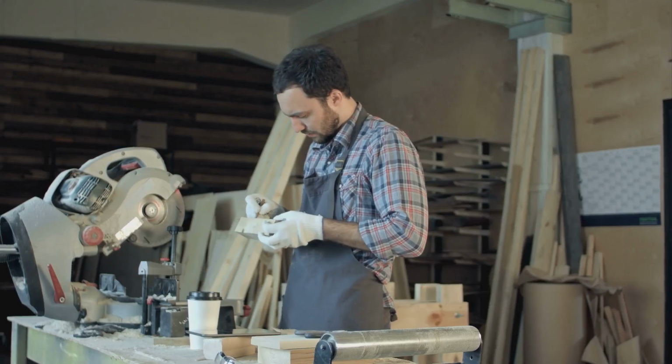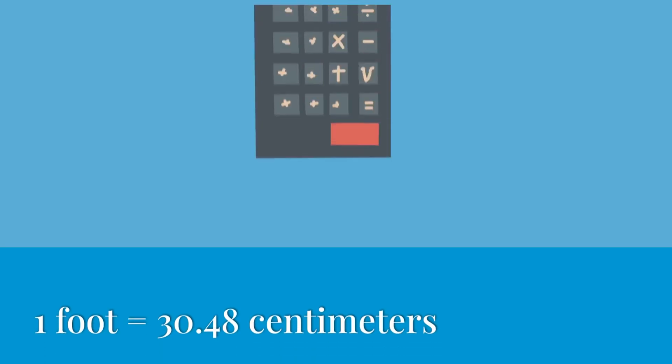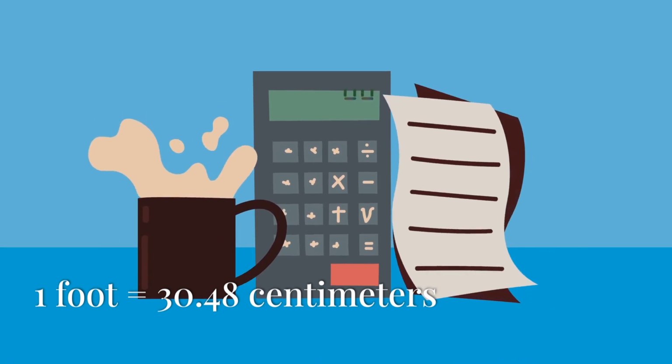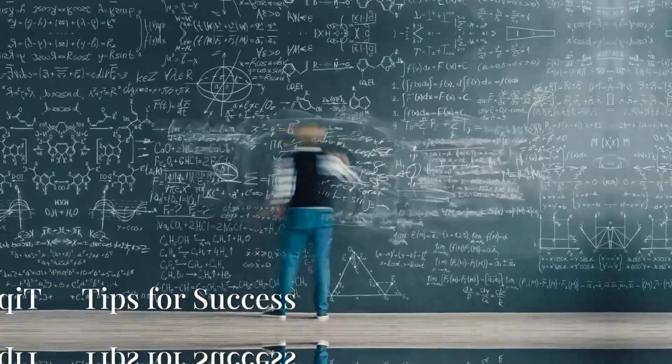Or, let's say you're building a bookshelf and need to cut a piece of wood to be 3 feet long, but your ruler only has centimeters. You'll need to convert feet to centimeters using the conversion factor. 1 foot equals 30.48 centimeters.